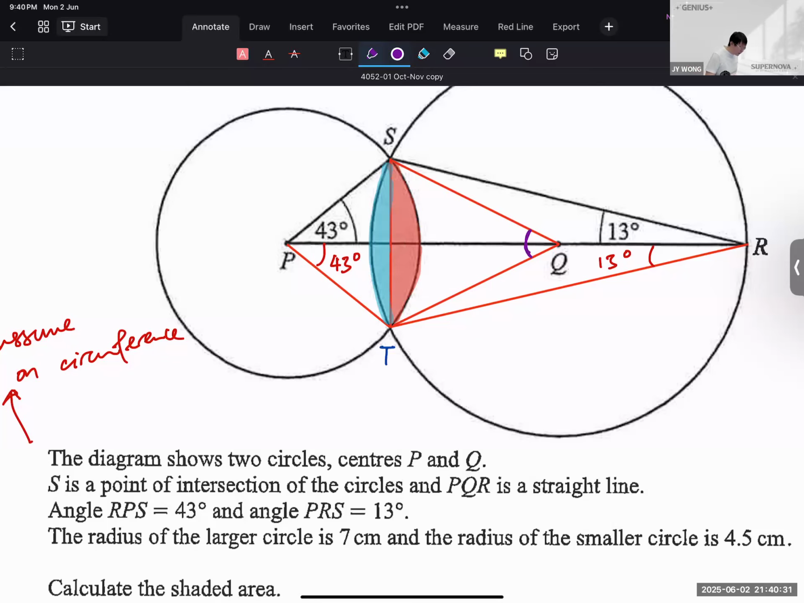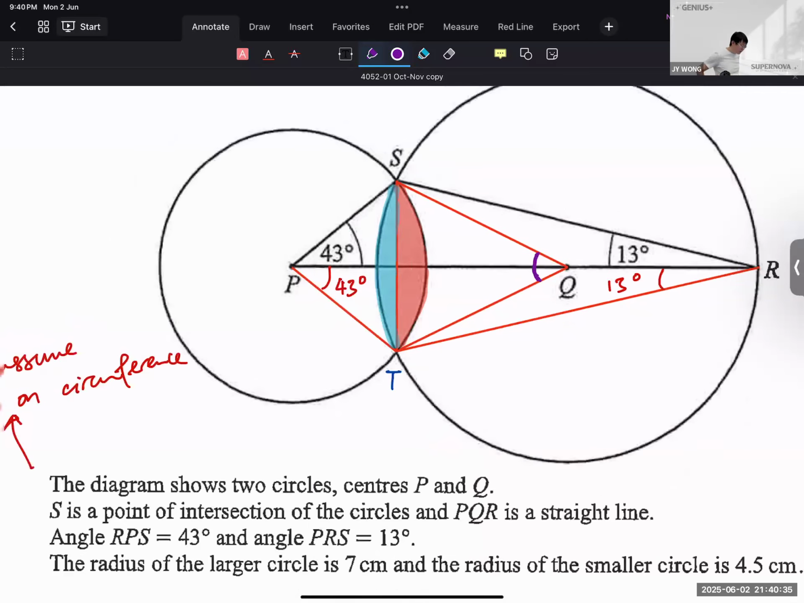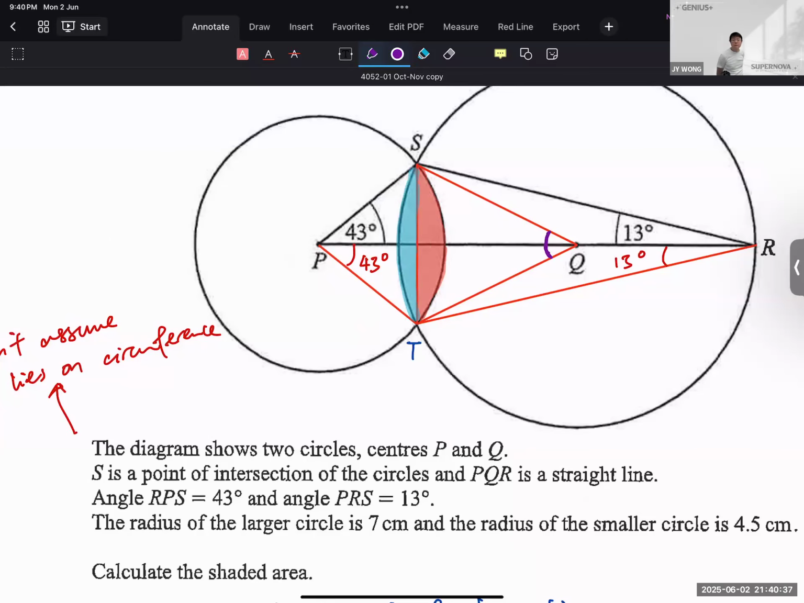But that leaves us with the question: how then do I find this angle over here? If I don't use angle at center equals twice angle at circumference, then how do I find it? I would have to use cosine rule. And that would make sense why it is 5 marks. Why would I need to use cosine rule?